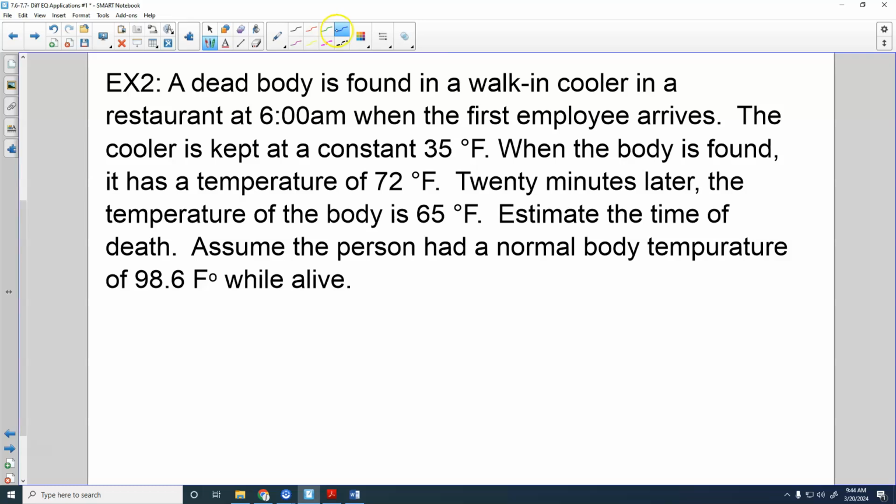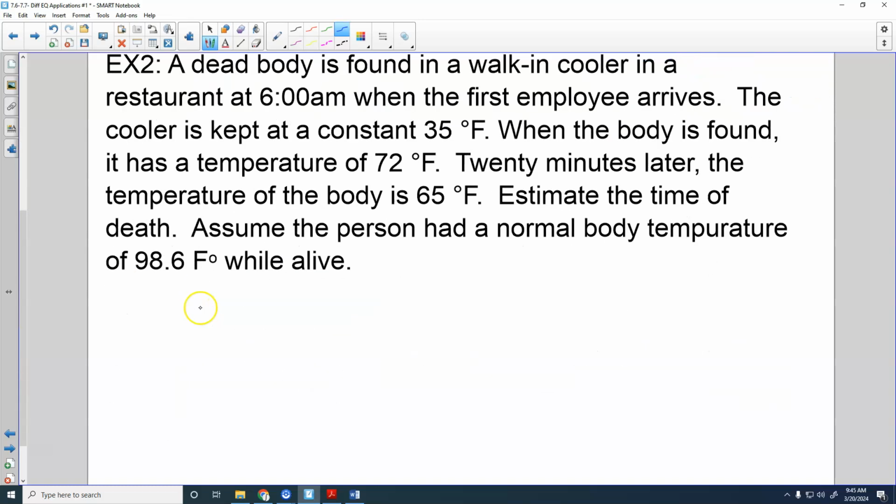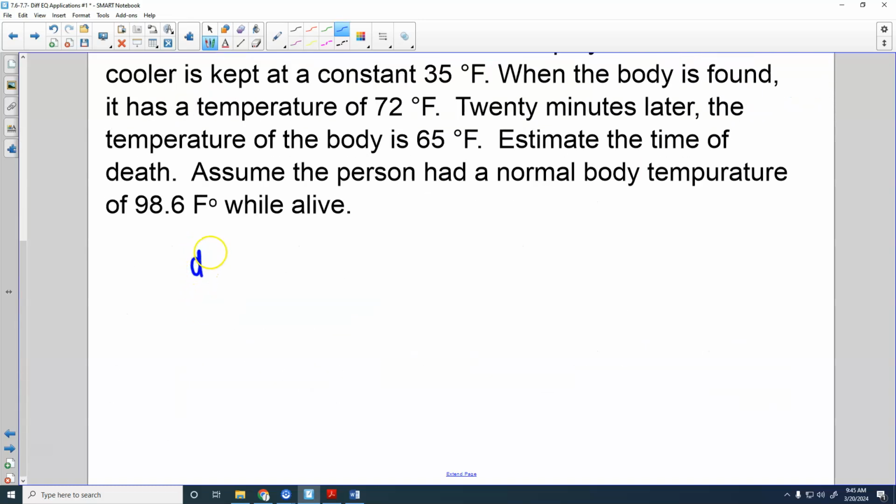So it's not going to be as simple as, oh, it dropped 7 degrees in 20 minutes, so we can just go backwards. It's not a linear relationship, so we can't figure it out like that. What we're going to have to do is start with Newton's law of cooling. So we have dT/dt equals k times (T minus, there is one number that we can go ahead and plug into this.